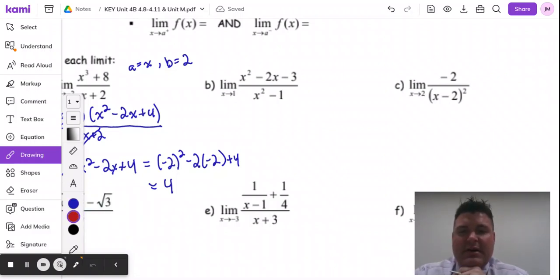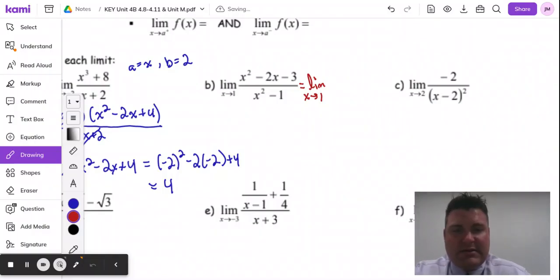Next one here. Again, if I plug in a 1 on the top, I'm going to get a 0 on the top. I'm going to get a 0 on the bottom. It is of the form 0 over 0. So let's go ahead and factor if we can. I'm going to do that right over here, because I can see that I ran out of space a little bit. This one does factor pretty nicely.